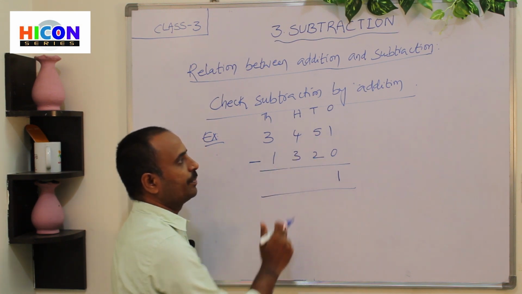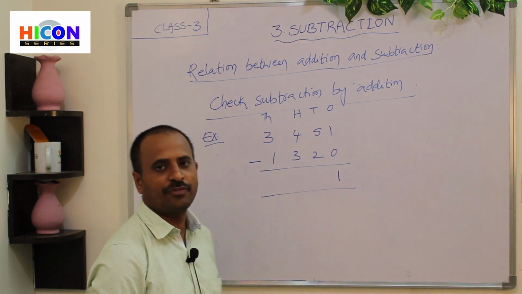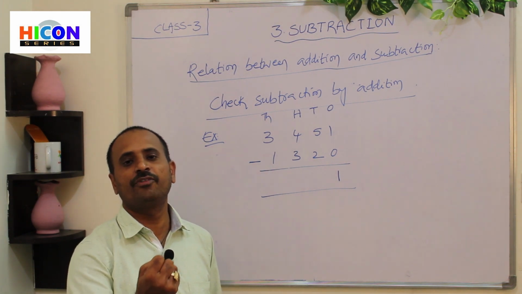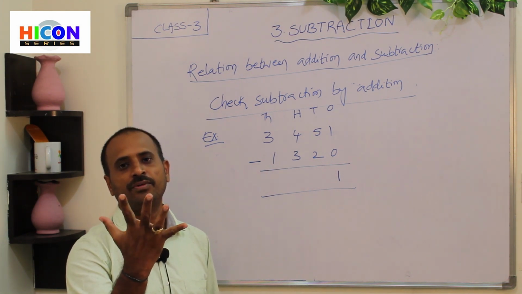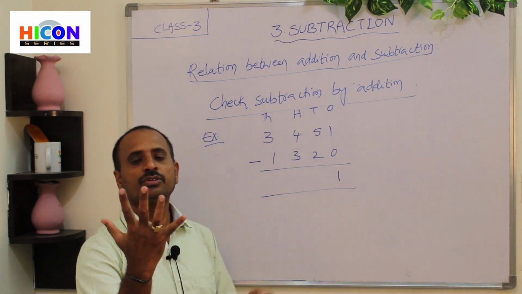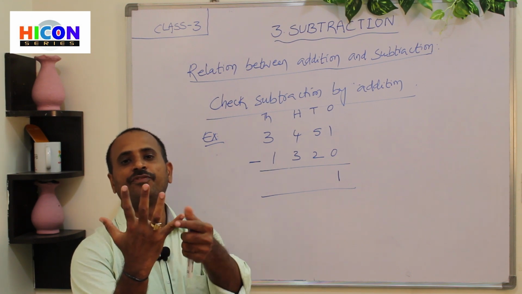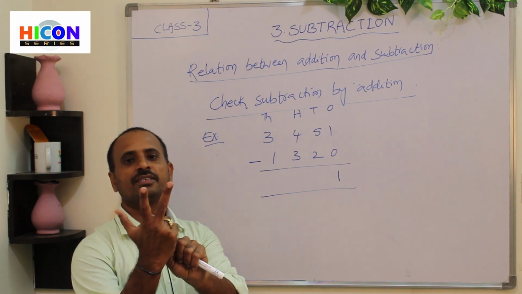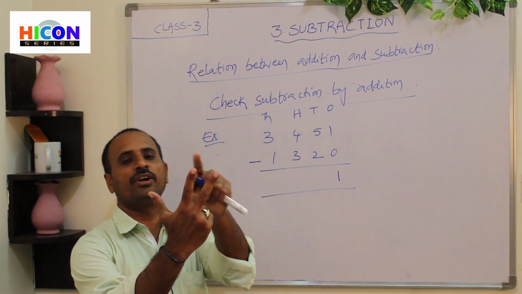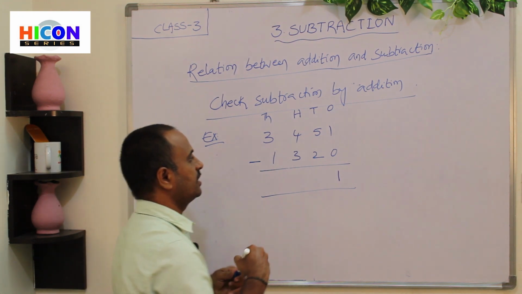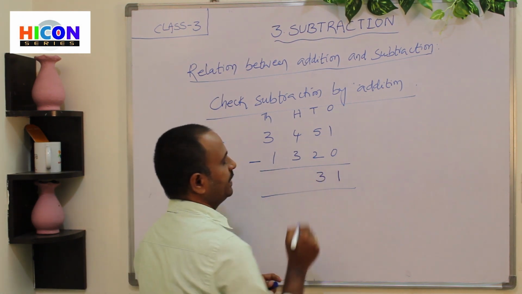Now go to the tens place. 5 and 2 are present there. What is the first number? 5. Open 5 fingers of your hand: 1, 2, 3, 4, 5. What is the second number? 2. So close 2 fingers among these 5 fingers. I have closed 2 fingers. How many fingers are there? 1, 2, 3. So 3 fingers are there. Write 3 under the tens place.